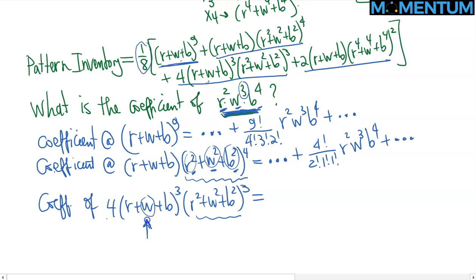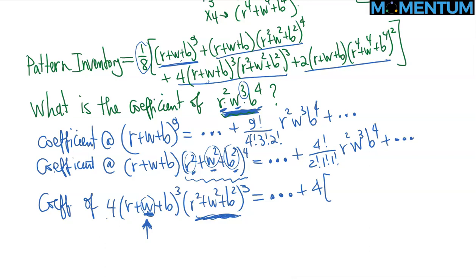Actually, we have 2 cases here, I think. We can select either w cubed directly, or we can select a single w and an r squared or a b squared with it, right? So let's first select w cubed from this expression. The 4 is there, right? If I'm selecting w cubed here, what it means is in this expression, I want to select r squared and b to the 4.